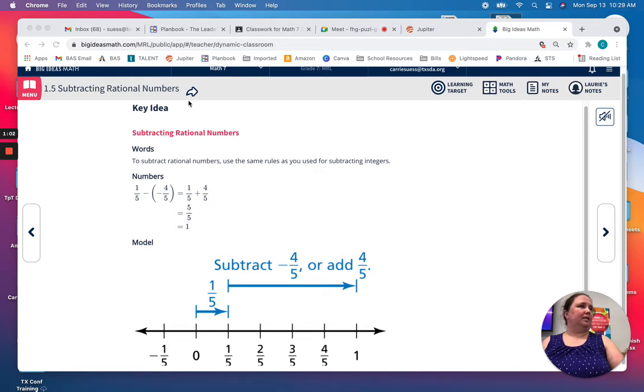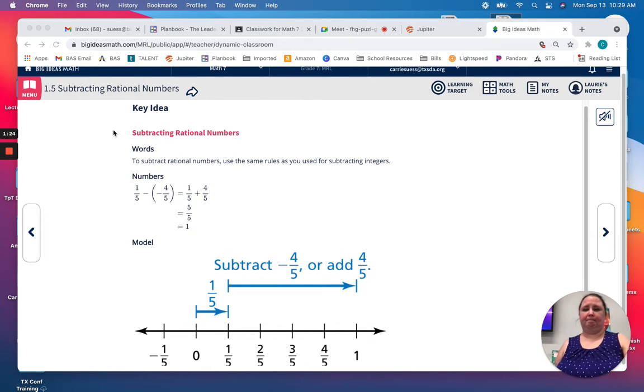You should be writing the key idea in your journal. Make sure you label the very top of your journal, lesson 1.5, because you will be turning these in the day of the test. 8th grade, you'll be turning your journals in the day we take the test on Wednesday. So if you've slacked off on your note taking, make sure it's current by Wednesday.